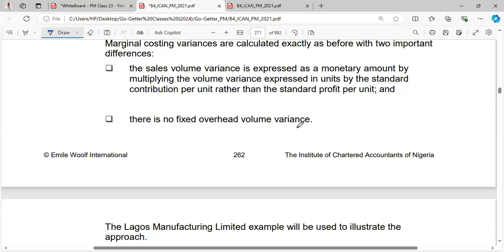Fixed overhead volume variance will no longer be. It's just expenditure and efficiency. Fixed overhead volume variance will be zero.